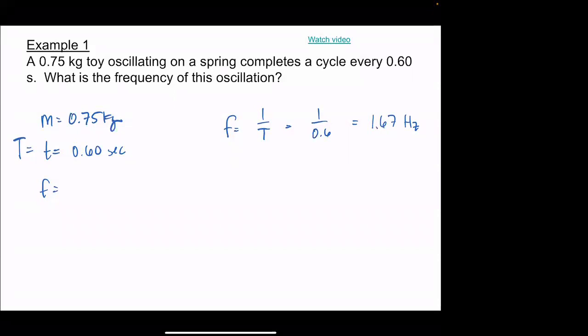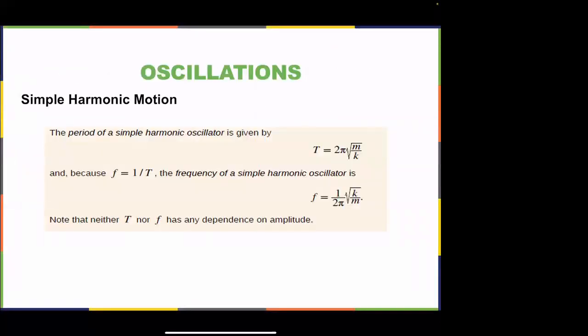So this is cycles per second, right? That's how we get that hertz. Hertz are cycles per second. Anybody have any questions there? Pretty straightforward.